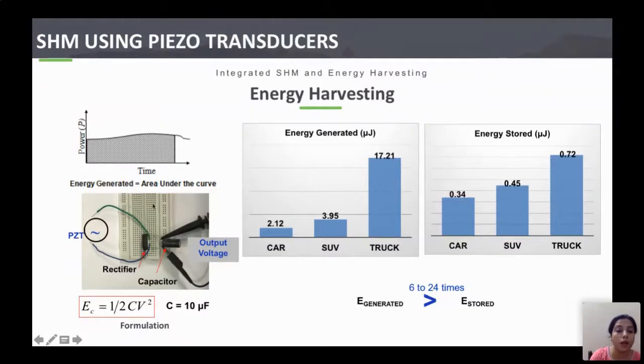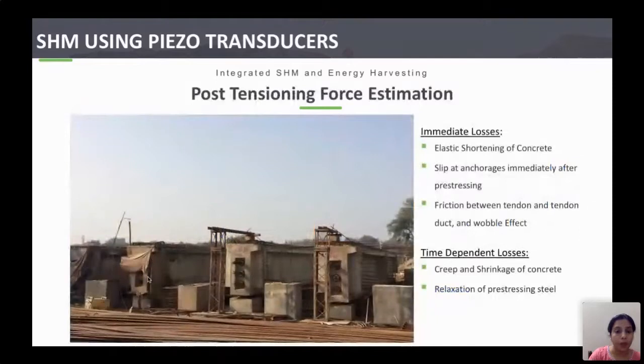So we are currently working on improving the storage of the energy to store the maximum energy we can. Next is the structural health monitoring part using the piezo sensors. Here we know that there are a lot of post-tensioning losses in the PSC bridges which happen during the course of the age of the PSC bridges.